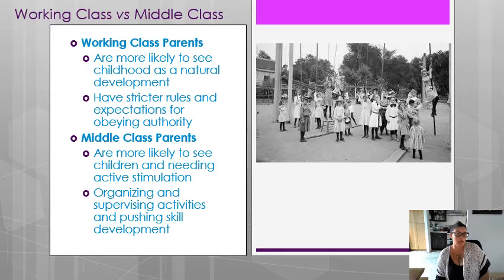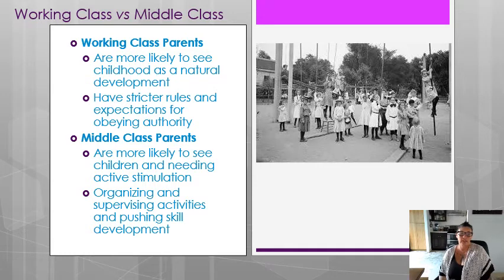Okay, working class and middle class parents. So I have your working class versus middle class parents, right? So we're talking about childhood as a social construction again, right? So this is literally class distinctions, because childhood is seen differently. The social construction of childhood is seen differently based on your class. So working class parents are more likely to see childhood as a natural development.